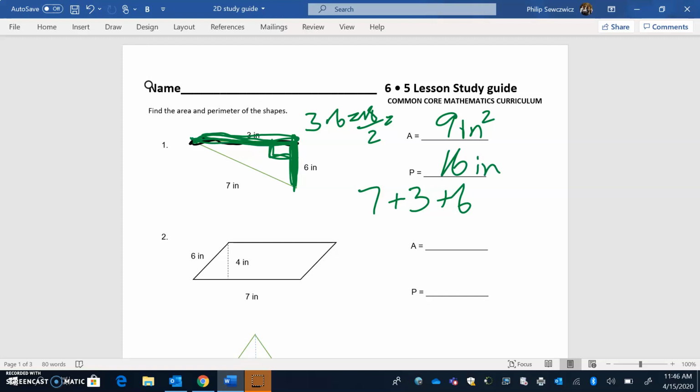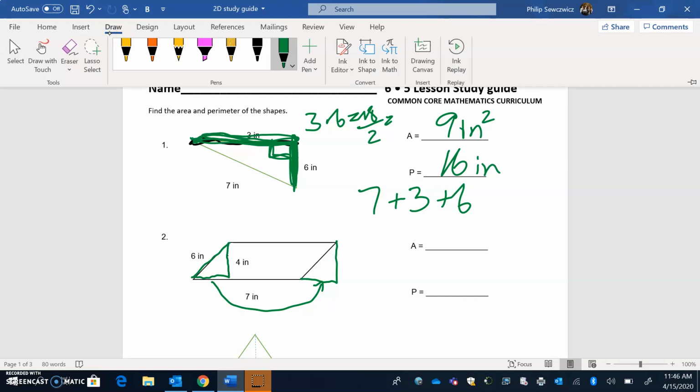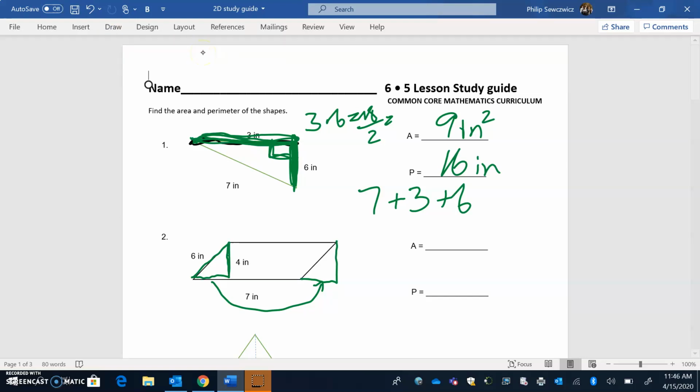All right, second question. It is a parallelogram. So two approaches here. You can go visual. The visual says, hey, there's that triangle. Cut it. Slide it on over here. By doing that, that's going to end up forming a rectangle that we're looking at.